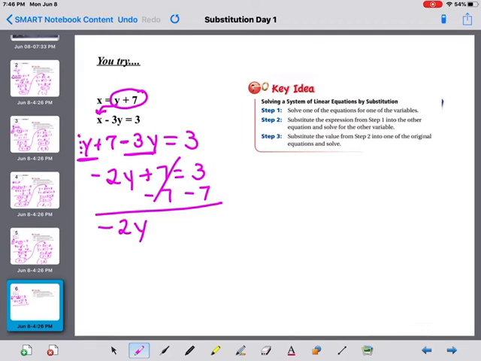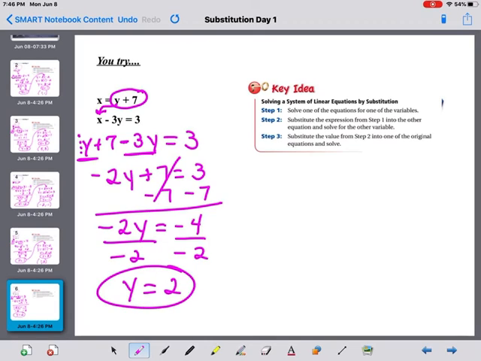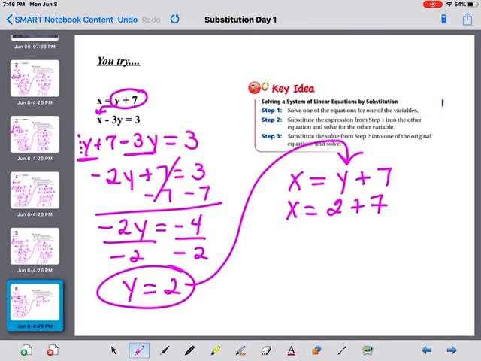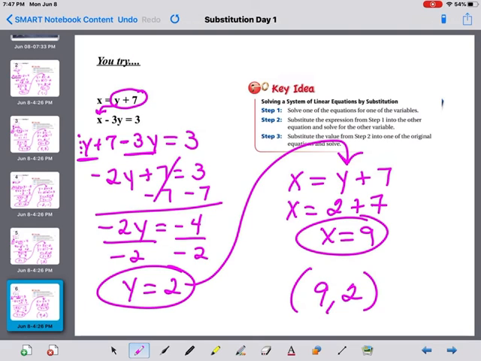I'm going to subtract 7 on both sides. So I have negative 2y equals negative 4. I'm dividing both sides by negative 2, and y is equal to 2. I now need to solve for x, so I'm going to take that top equation. x is equal to y plus 7. I'm going to substitute in the 2 that I just found for y, and I get x is equal to 9. So my solution for that system would be 9, 2.